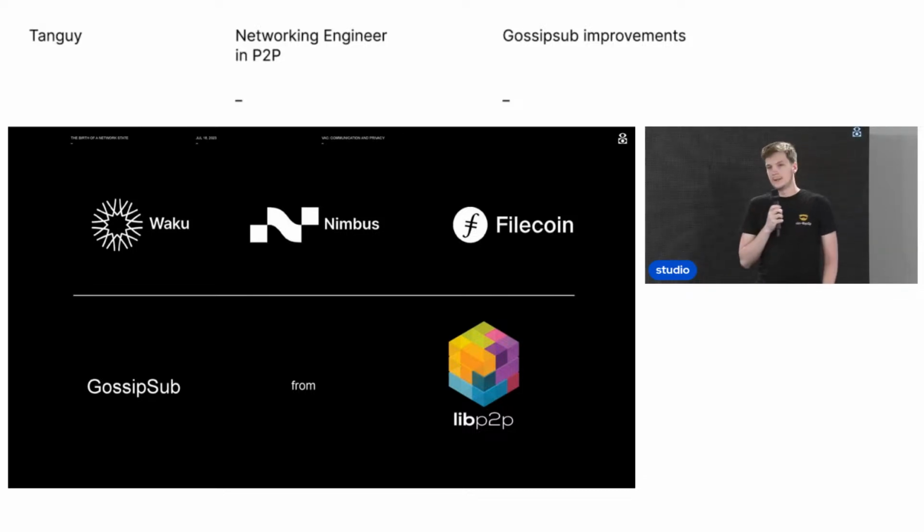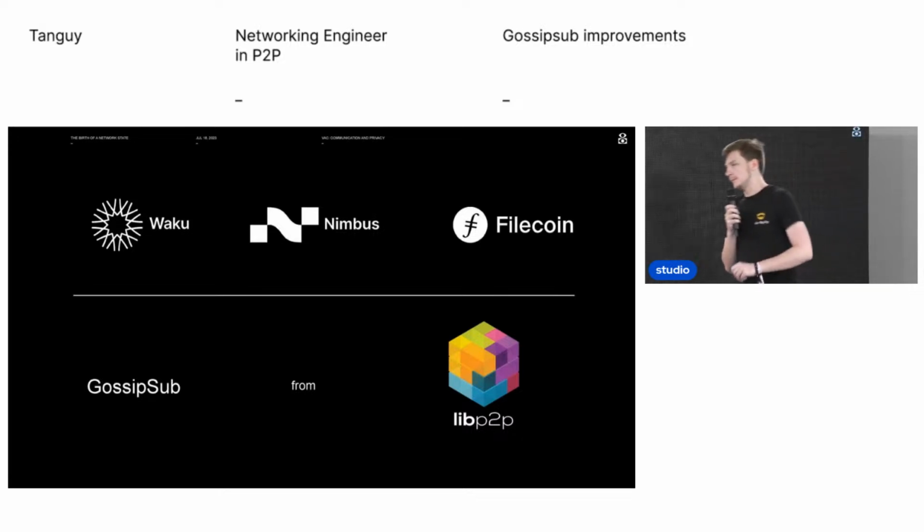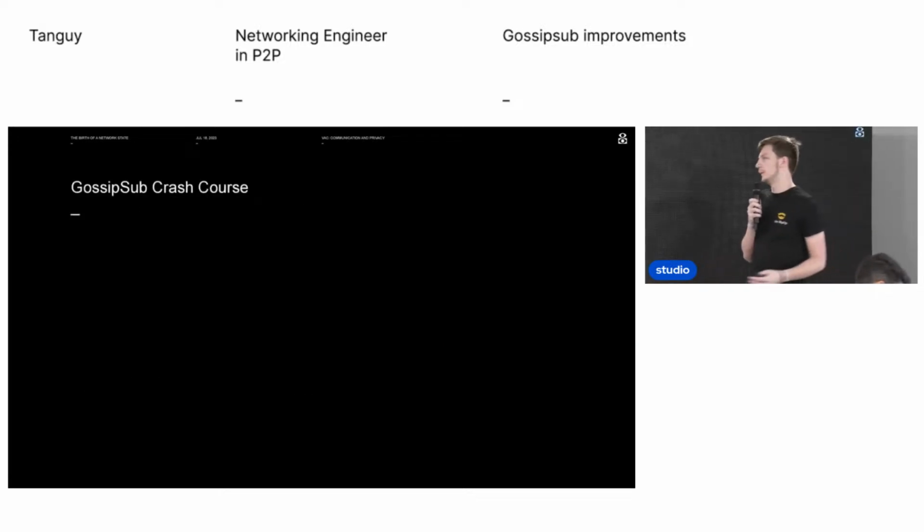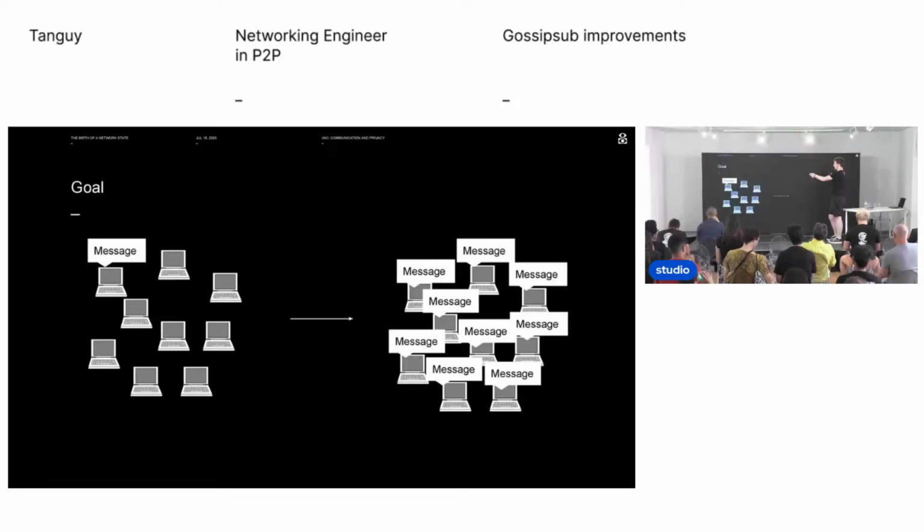So I'm going to explain fairly simply how GossipSub works, because it's going to be quite critical. I mean, Ethereum uses this to spread the blocks, so this is the part we want to optimize. Basically, the goal of GossipSub is very simple. You have a network with a few nodes, and one of them has a message. And the goal is to get to this state where everyone got the message. Easy.